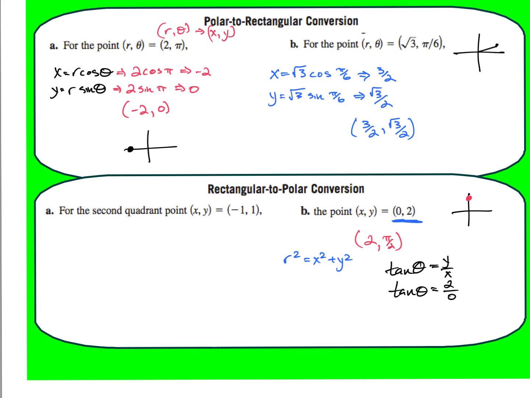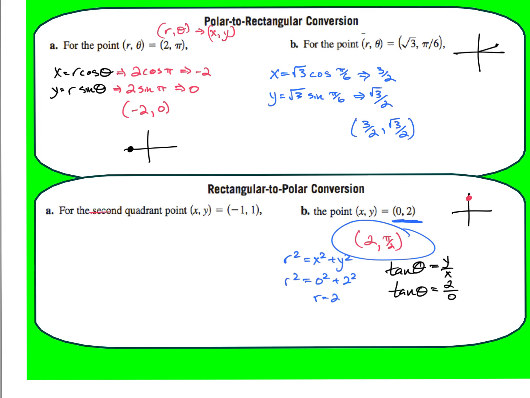So I have an x and a y, and now I need to get to my r. So I have r squared is equal to, what's my x? 0 squared plus 2 squared. And so I'm not going to keep going with it. What's my r? r equals 2. All right. And so my polar pair is 2 comma pi over 2.